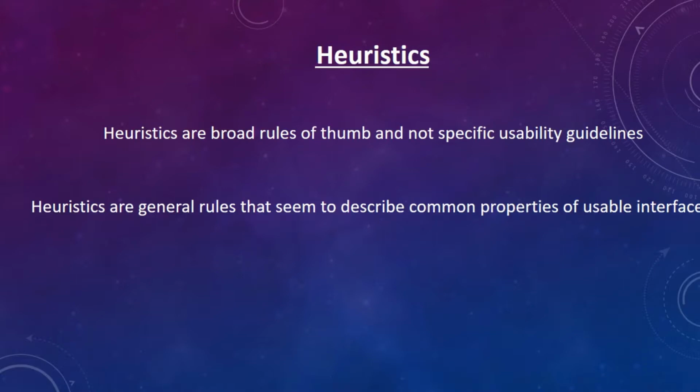Heuristics are broad rules of thumb and not specific user behavior, meaning that heuristics are not the same as cognitive testing because they're not specific on how the user will be interacting with the system. They are general rules that seem to describe the common properties of usable interfaces.